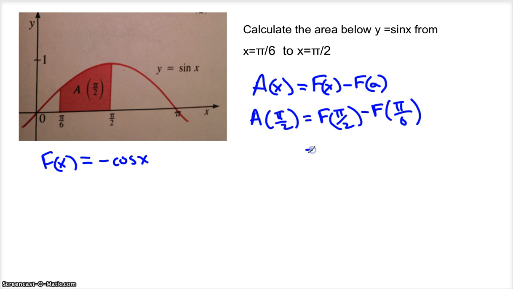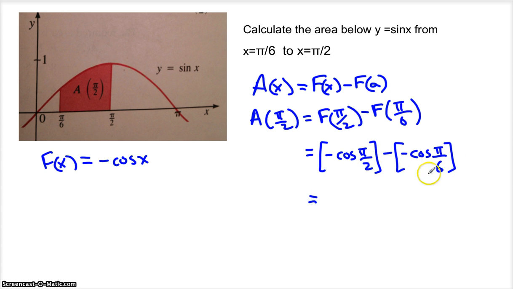So going back here, we want to evaluate F(pi over 2), which is negative cos pi over 2. Subtract F(pi over 6), which would be negative cos pi over 6. Okay, so these are special angles. This one here is 90 degrees, and this one here is 30 degrees. These are some you should know without a calculator. The cos of pi over 2, you can refer to the graph of cos, which is not here. You have to memorize that.